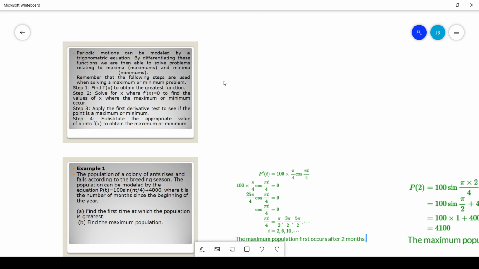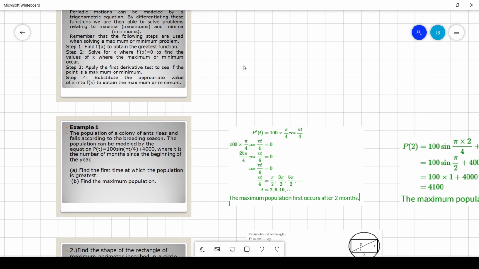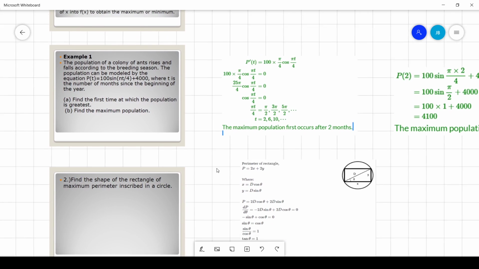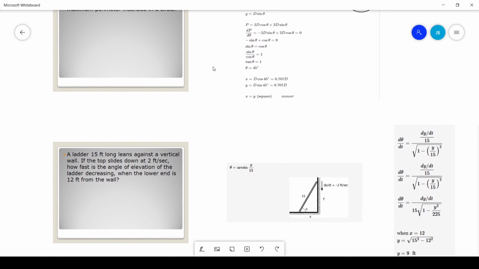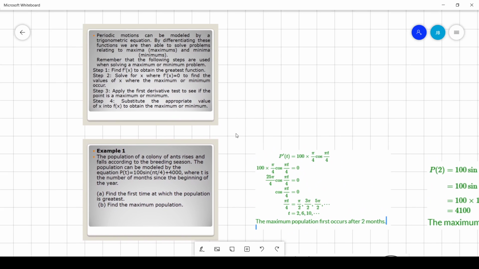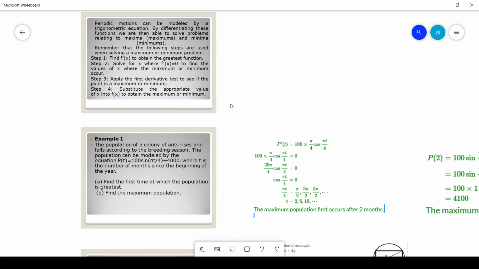As you can see, there are some applications, including the population of a colony. You can also have an application in finding the shape of a rectangle, and of course in daily life, you can use it as an application in ladders, even in buildings, in a house, anything that uses trigonometry will use the application. Okay, so how to solve this?